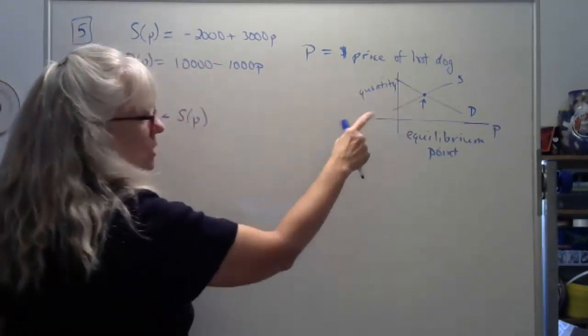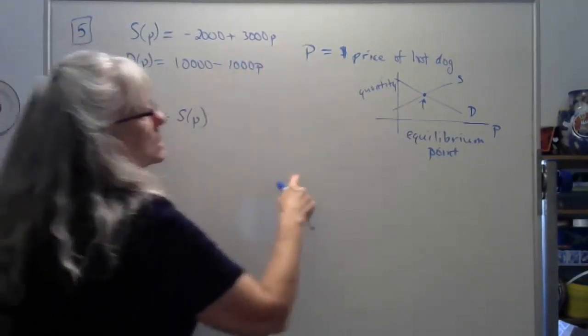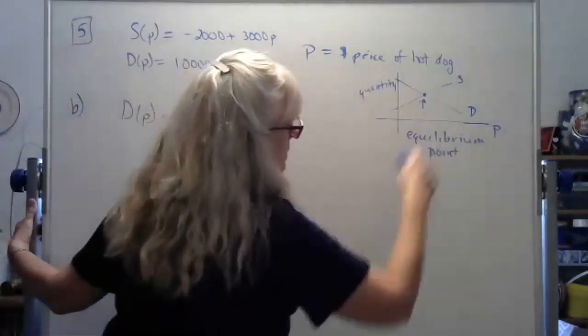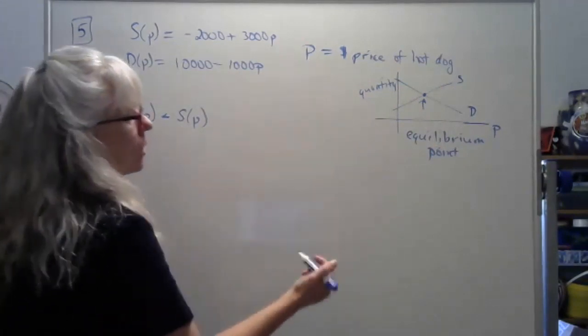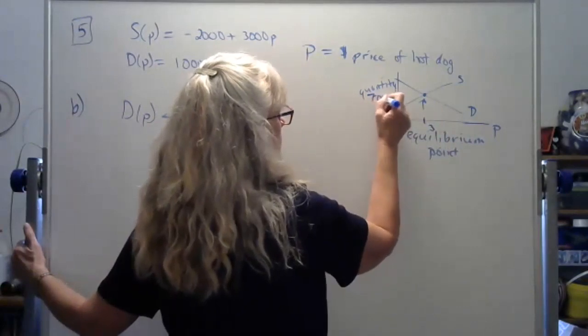How did I know which one was which one? Well, I went off the slopes. So the supply had a positive slope, which means it's increasing. The demand has a negative slope, which means it's decreasing. So what they're asking for, we already know that point. We already know that this occurred at 3, and then over here was our 7,000.